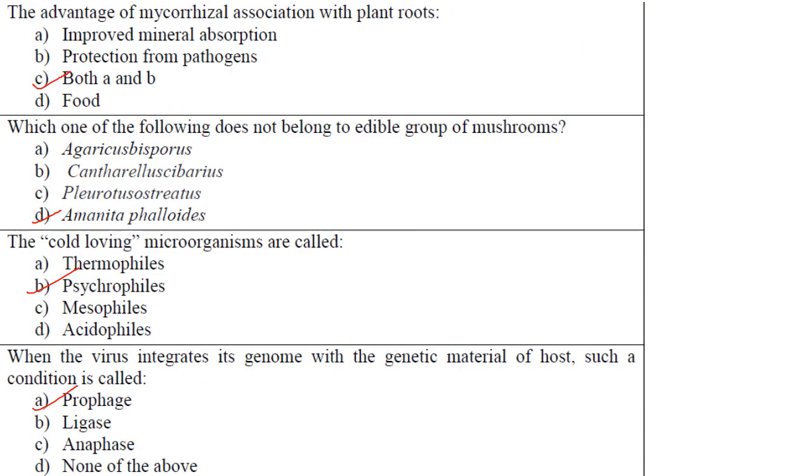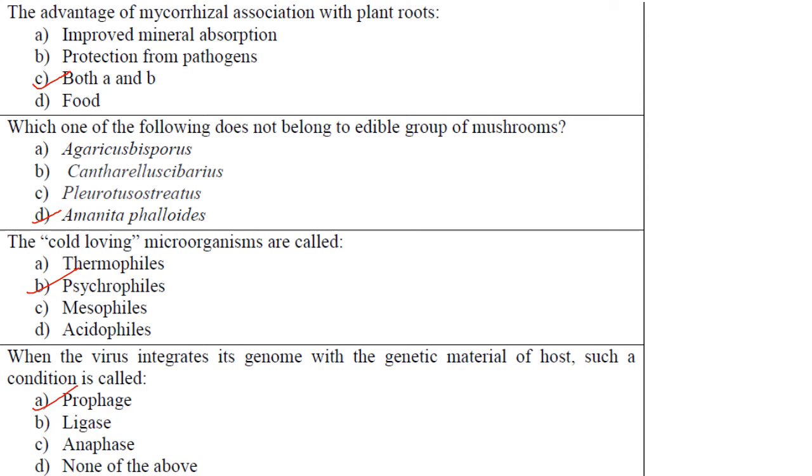Next one. The advantage of mycorrhizal association with plant roots is improved mineral absorption and protection from pathogens. Answer is option C, both A and B. Then which one of the following does not belong to edible group of mushrooms? It is Amanita phalloides. It is a poisonous Basidiomycetes fungi. So it is not an edible mushroom.